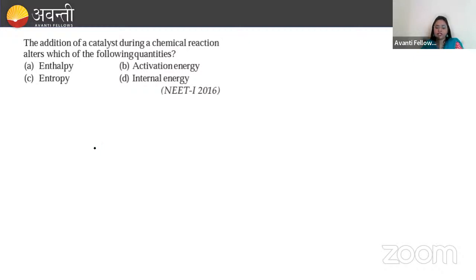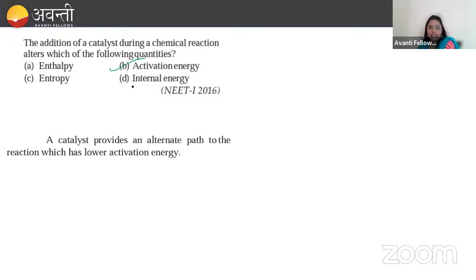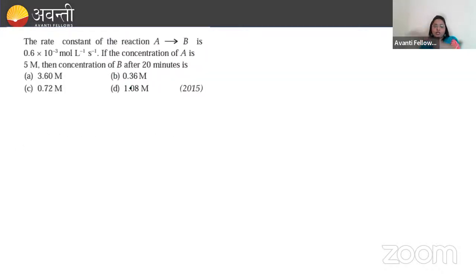So what changes when you put the catalyst? The catalyst provides an alternate path to the reaction, and when it provides an alternate path, it decreases the activation energy, right? It lowers the activation energy. So our answer will be option B.